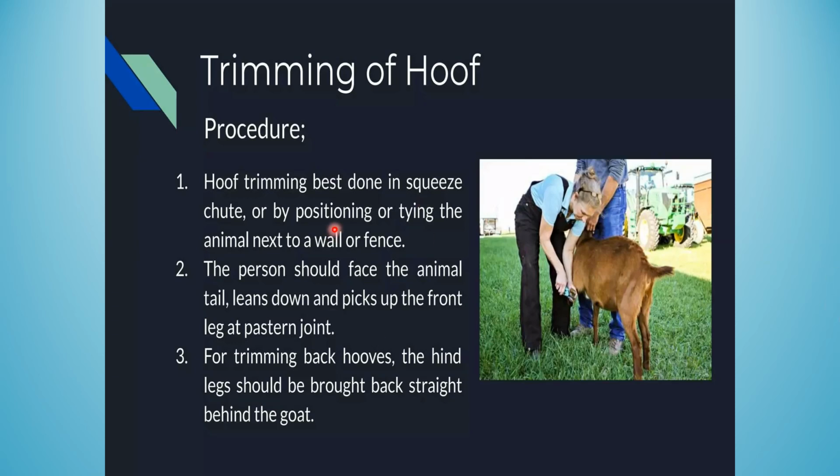So this hoof trimming can be best done in a squeeze chute by positioning or tying the animal next to a wall or fence. The person should face the animal's tail, lean down and pick up the front leg, then restrain. Here you can see the person is putting some restraint and doing some procedure. For trimming the back hooves, the hind legs should be brought back straight behind the goat.